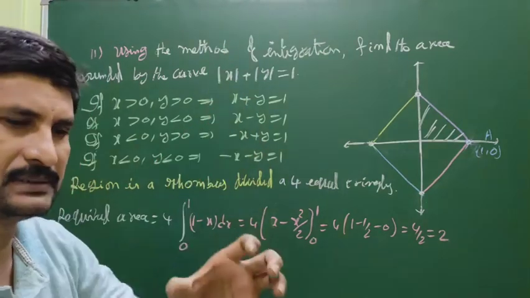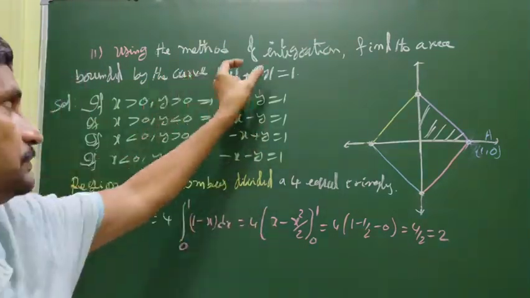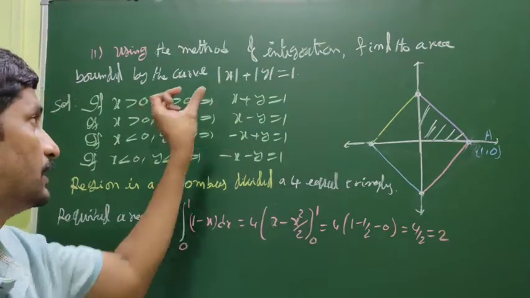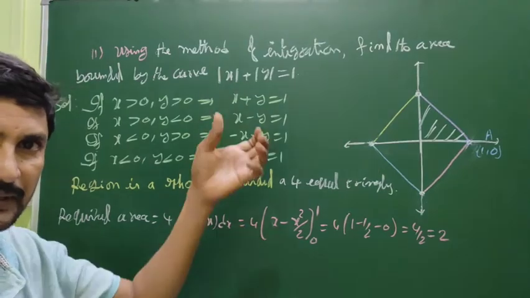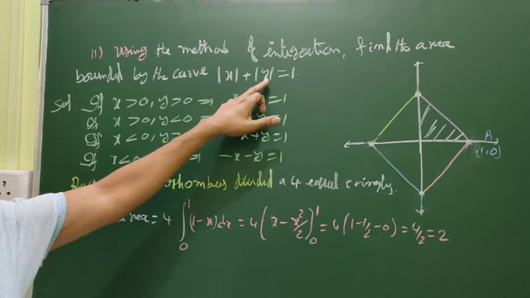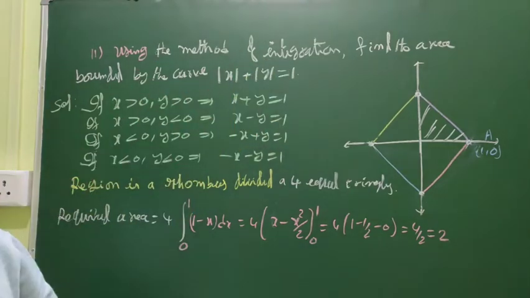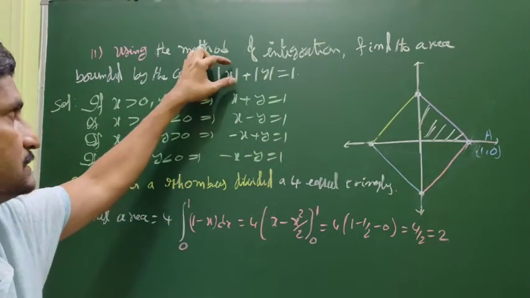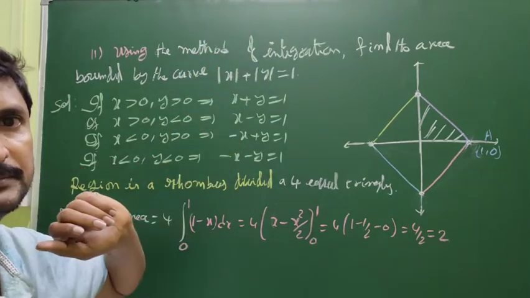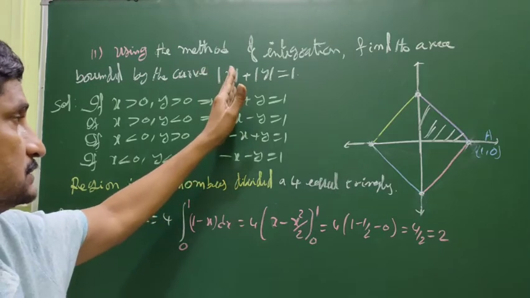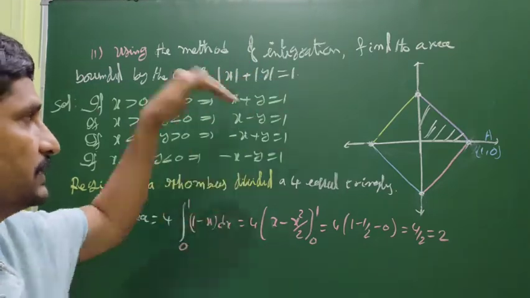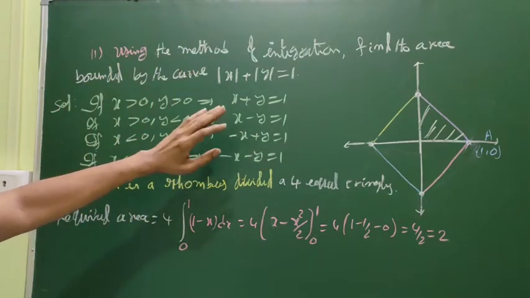Mod x is always a positive value. Positive value plus positive value is equal to 1. Then the mod x value is less than 1 and mod y is also less than 1. For example, if you take 1 by 2, then 1 by 2 plus 1 by 2 is equal to 1. Like that, it is less than 1, and it is also less than 1. Not more than 1, whether x is positive or negative.